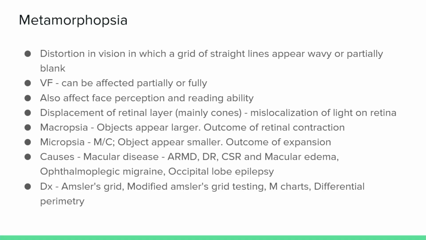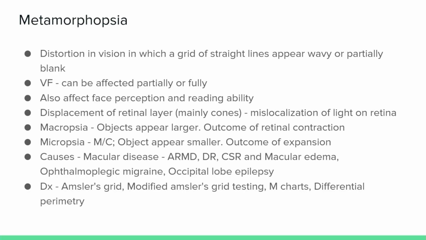Metamorphopsia is distortion in vision in which a grid of straight lines appear wavy or partially blank. Visual field can be affected partially or fully, and it can also affect face perception and reading ability. Pathophysiology is not completely understood, but it is due to displacement of retinal layer, mainly cones, which leads to mislocalization of light on retina. Macropsia is when the objects appear larger. It is an outcome of retinal contraction. And micropsia is more common. Here objects appear smaller and it is an outcome of retinal expansion.